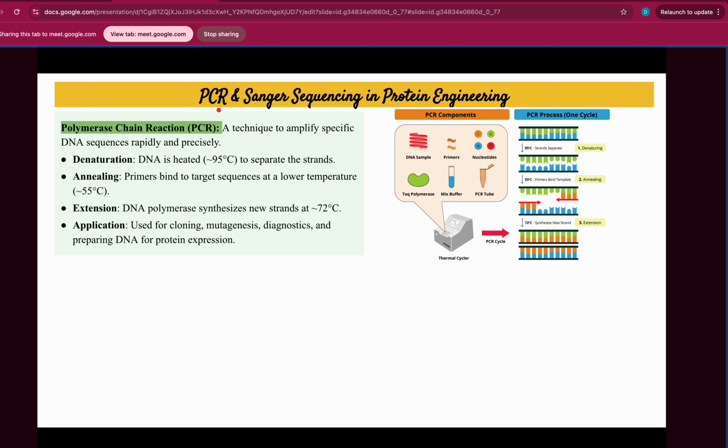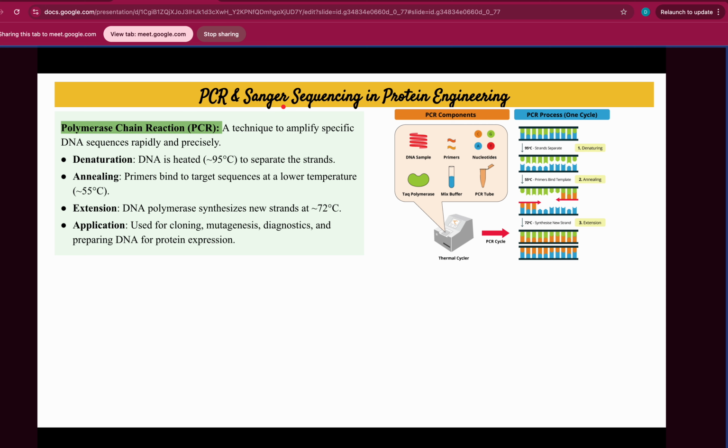Then comes PCR and Sanger sequencing. So how can we amplify the DNA sequences? PCR, the polymerase chain reaction, is a method for this. Because if we want to increase the yield of a protein, or design a protein, then we start with the nucleotides or the DNA. So that's why we are moving from PCR till the protein.